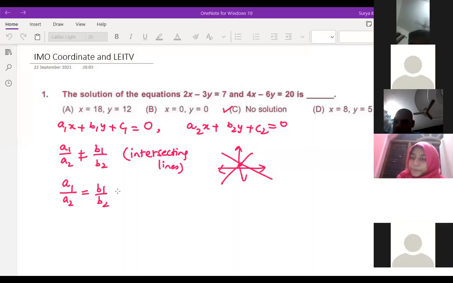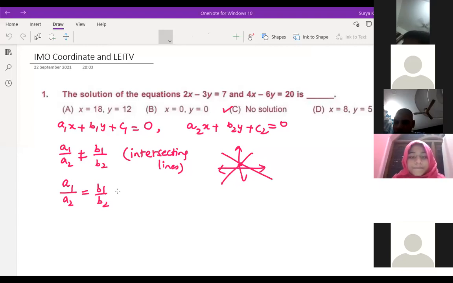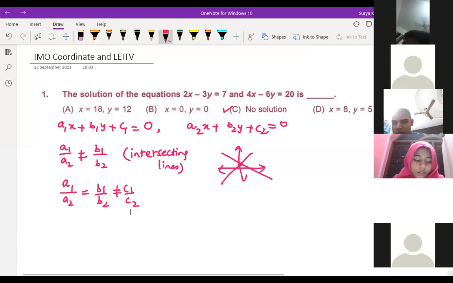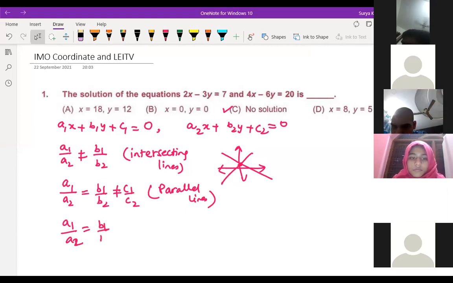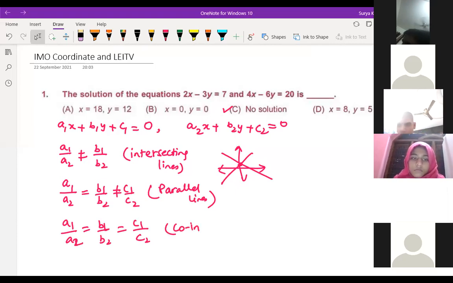So if a1 by a2 equals b1 by b2 is not equal to c1 by c2, this is the second case. These are parallel lines, or non-intersecting lines. Obviously they are not intersecting. The third case is a1 by a2 equals b1 by b2 equals c1 by c2. Then coincident lines will come.